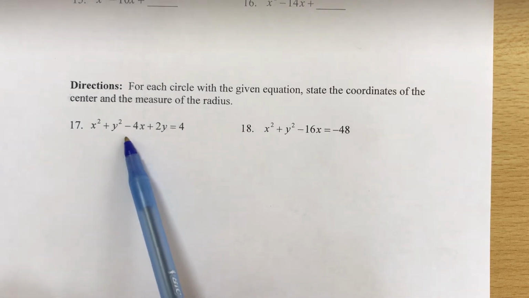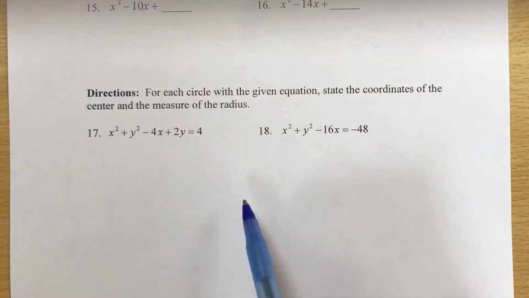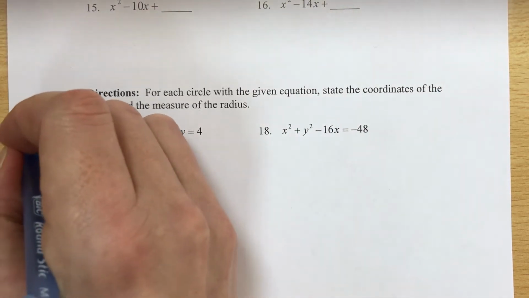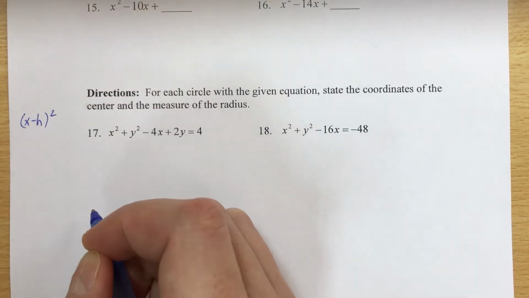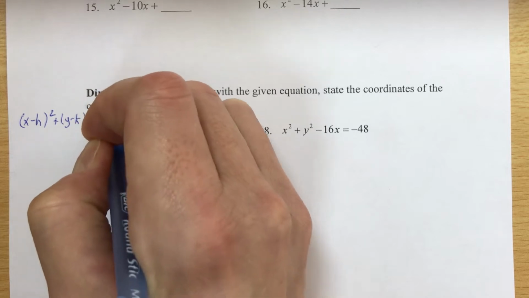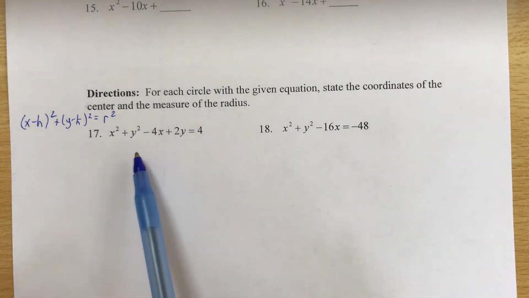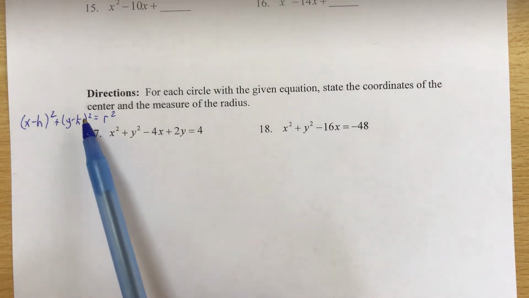They give us x squared, y squared, there's an x and a y equals some number, but the problem is that is not in the form x minus h squared plus y minus k squared equals the radius squared. So we've got to do something with these values to get it into this form.